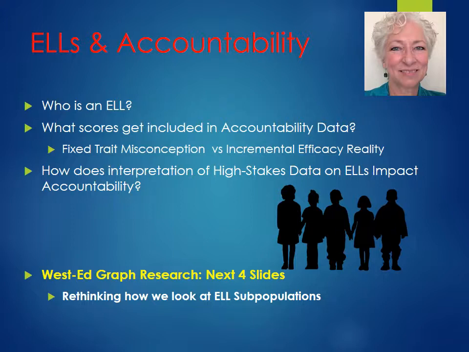Let's talk about the rationale behind that inclusion of former ELLs in the ELL subgroup after they leave the identification subgroup. Let's think about the larger picture. Who exactly is an English language learner? And how are decisions made about what scores get included into the ELL subgroup and what scores do not? What scores go into the main student subgroup?